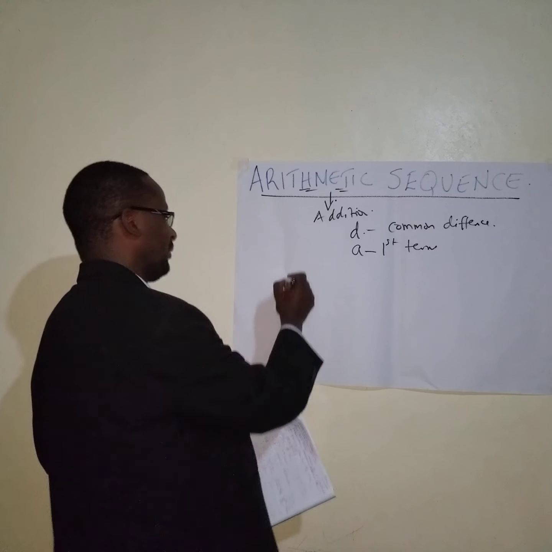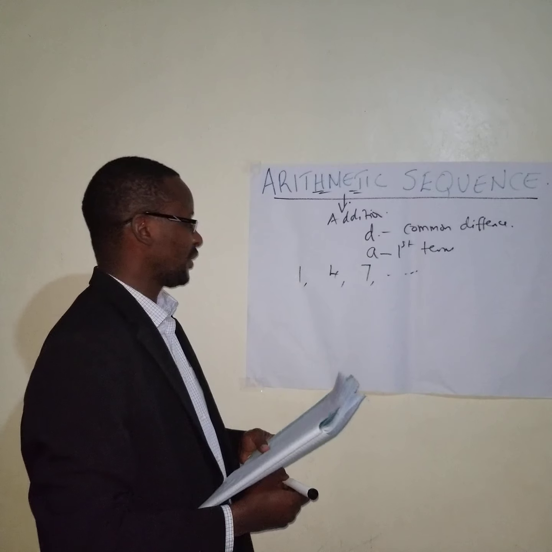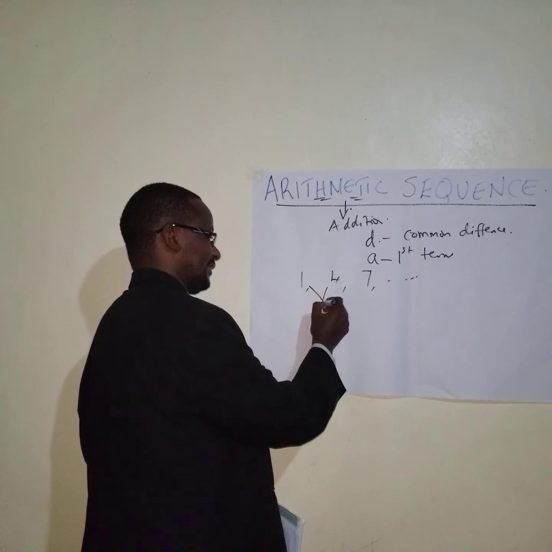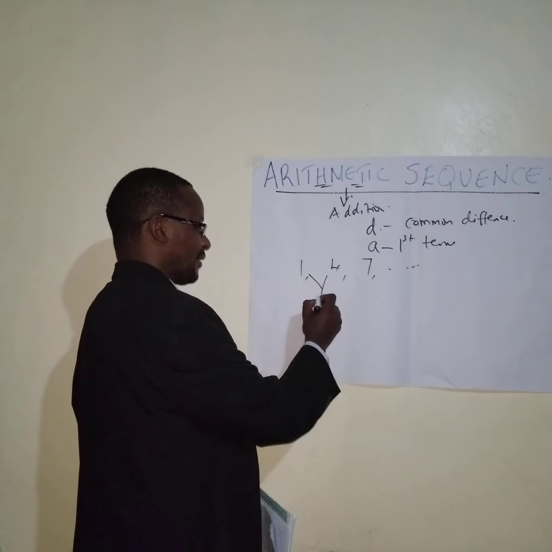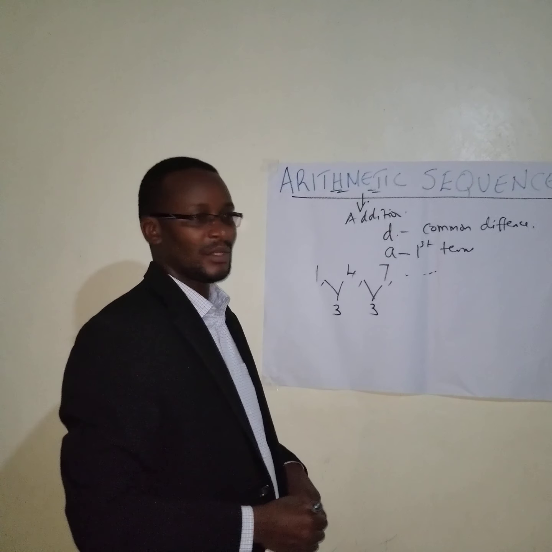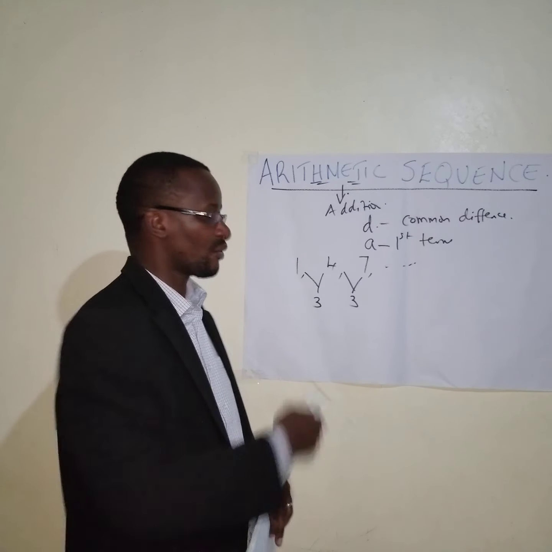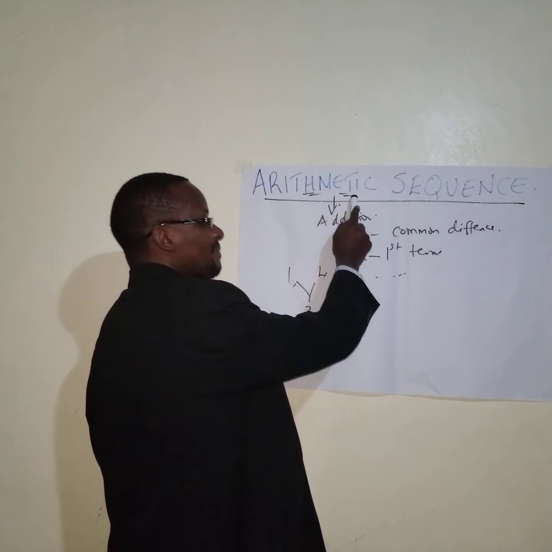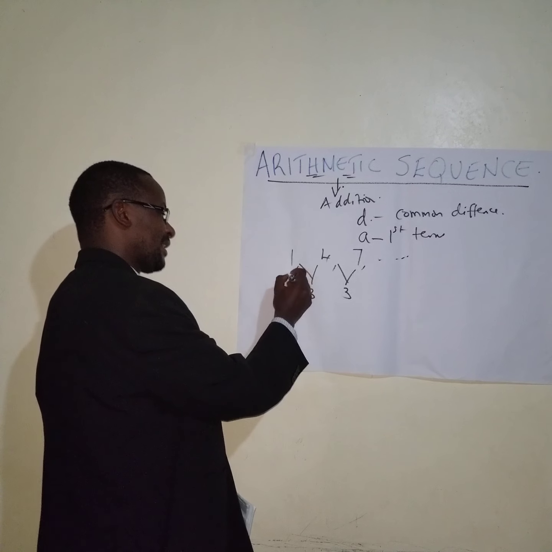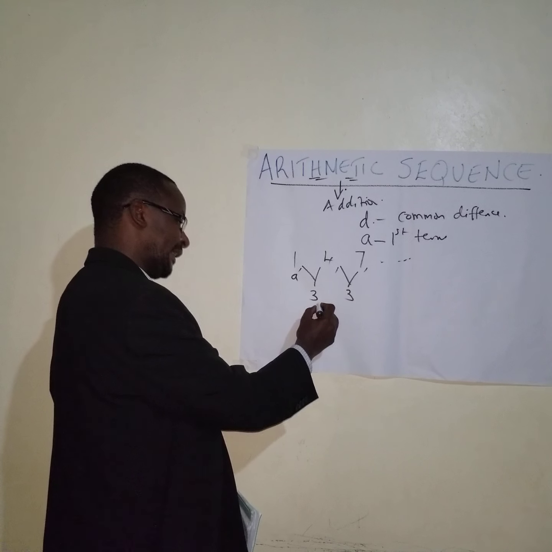If you have a sequence, for example, 1, 4, 7, you can see what is going on even without continuing. To move from 1 to 4, what is the gap in between? What is the difference between 4 and 1? 4 minus 1, you get 3. What is the difference here? 7 minus 4, you get 3. So there is a common difference. To move to the next term, you are adding a constant throughout. Such a sequence is known as an arithmetic sequence. The first term is given the symbol A, and the constant that differs between one term and the other is called D.